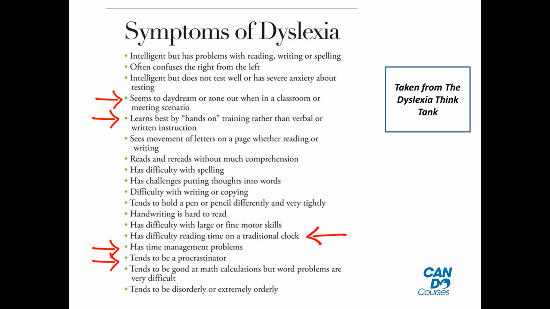The red arrows in particular: zoning out, daydreaming. They prefer activities when they're learning. One of the red arrows on the right down here is difficulty reading a traditional clock. That's a sign. Time management, procrastination. Ooh, procrastination. Have you ever met any students who have problems with learning who procrastinate?